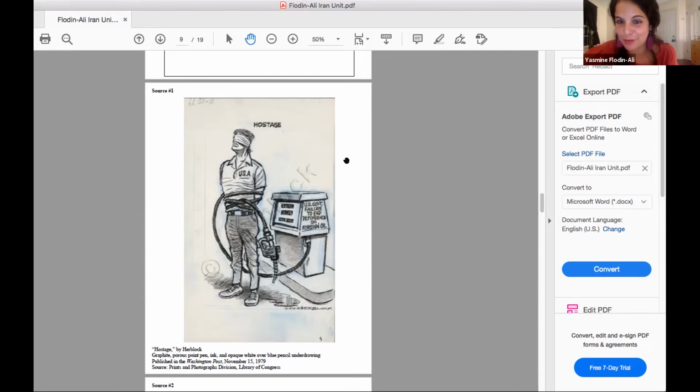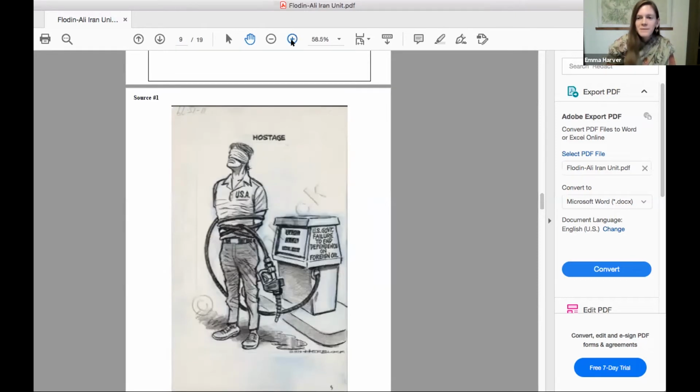But if there's anything that, putting your student hat on, you might notice about this image that you might find interesting, or that you as an individual find interesting. Yasmine, could you zoom in just a tiny bit? It's kind of hard to read what's on the gas pump. Definitely.